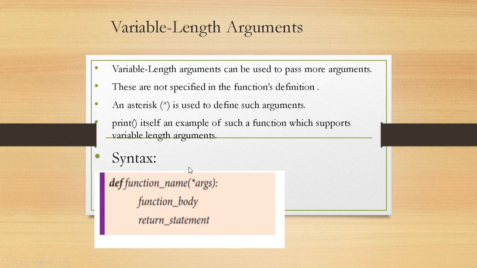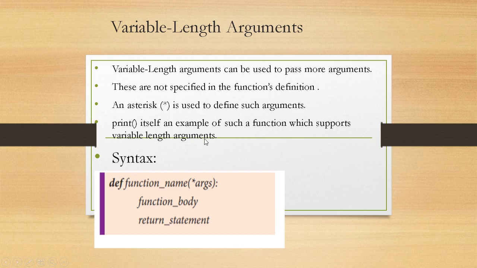Next case is variable length arguments. What do we mean by variable length arguments? Variable length arguments can be used to pass more arguments. Suppose I want to pass more number of arguments, then I can make use of variable length arguments. These are not specified in the function definition. Suppose I want to send 5 values, they are not mentioned as 5 variables in the function definition. Instead, we can go for asterisk. An asterisk is used to define such arguments, and print is an example of variable length arguments.